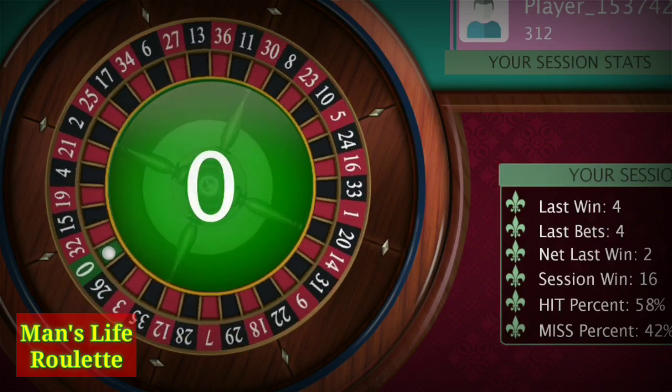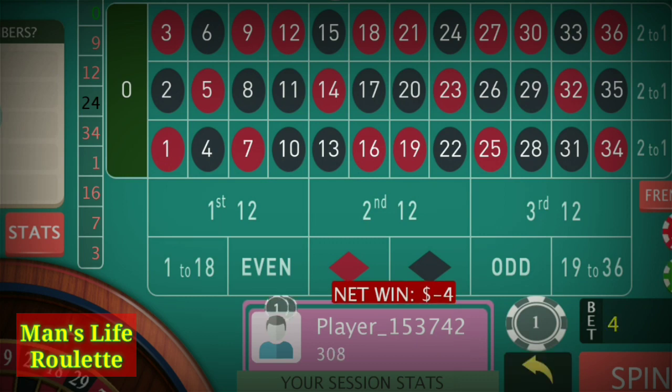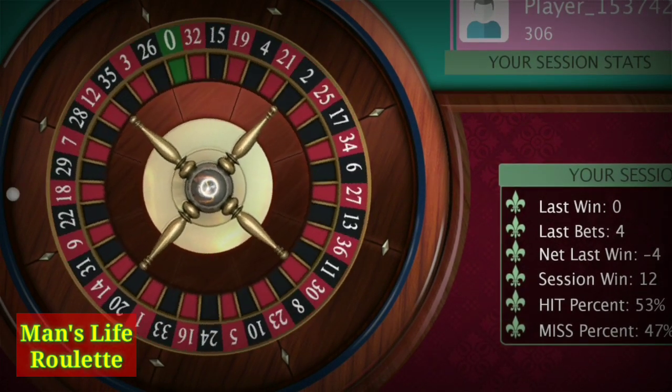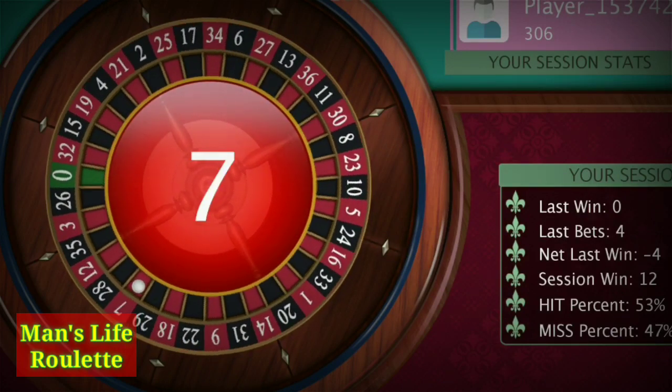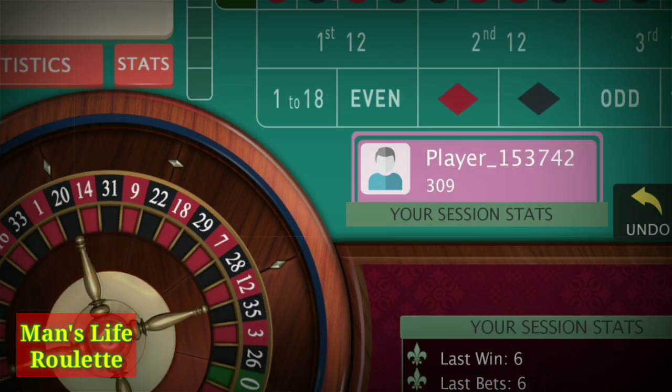It's number 0, a losing spin this time. So again I have to increase the bets. So just rebet, add another unit to both places and play. It's a winning one. So again, just rebet and play.